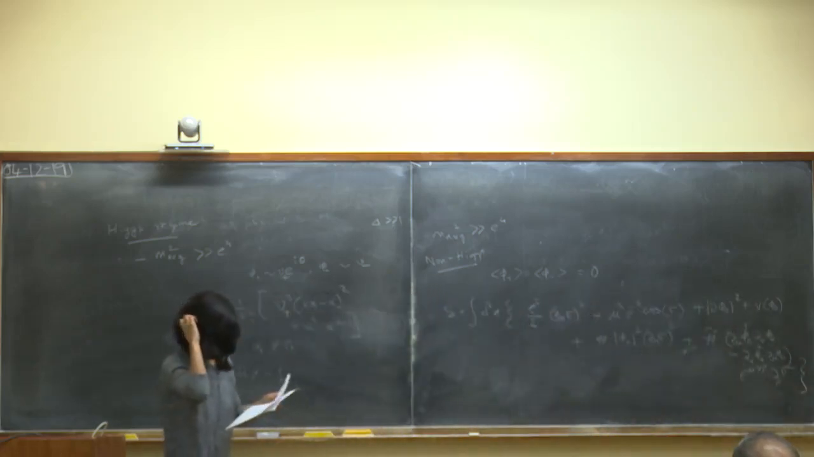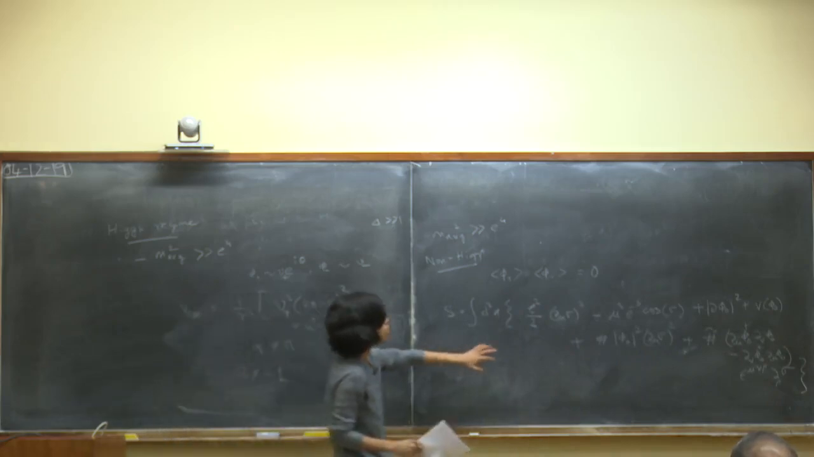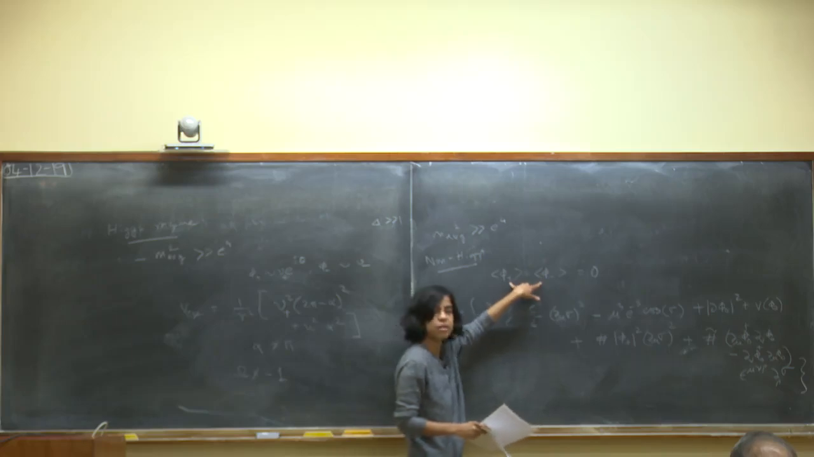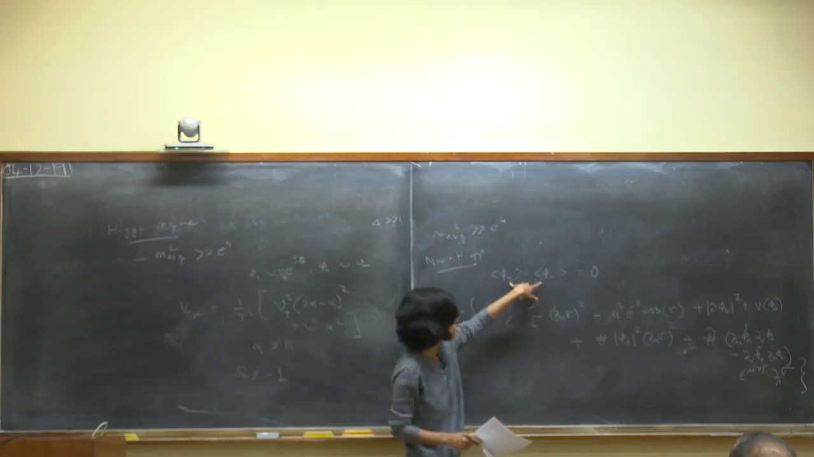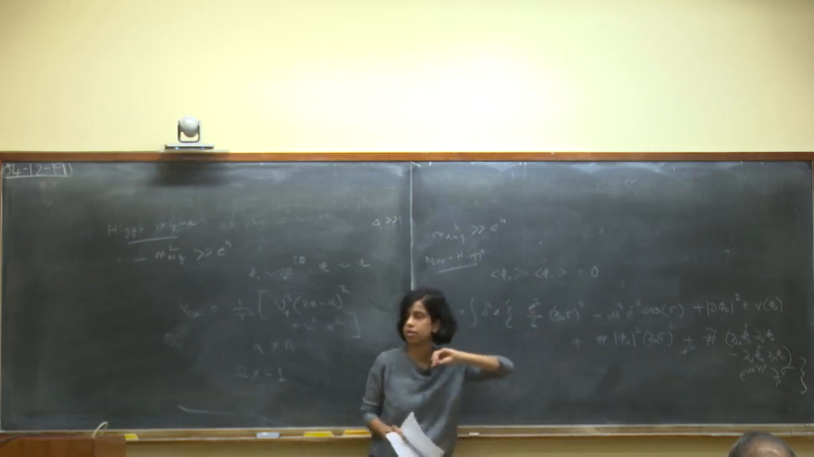So what's happening here is that you can again integrate out phi plus and phi minus and write the action in terms of the dual photon field and the neutral field.